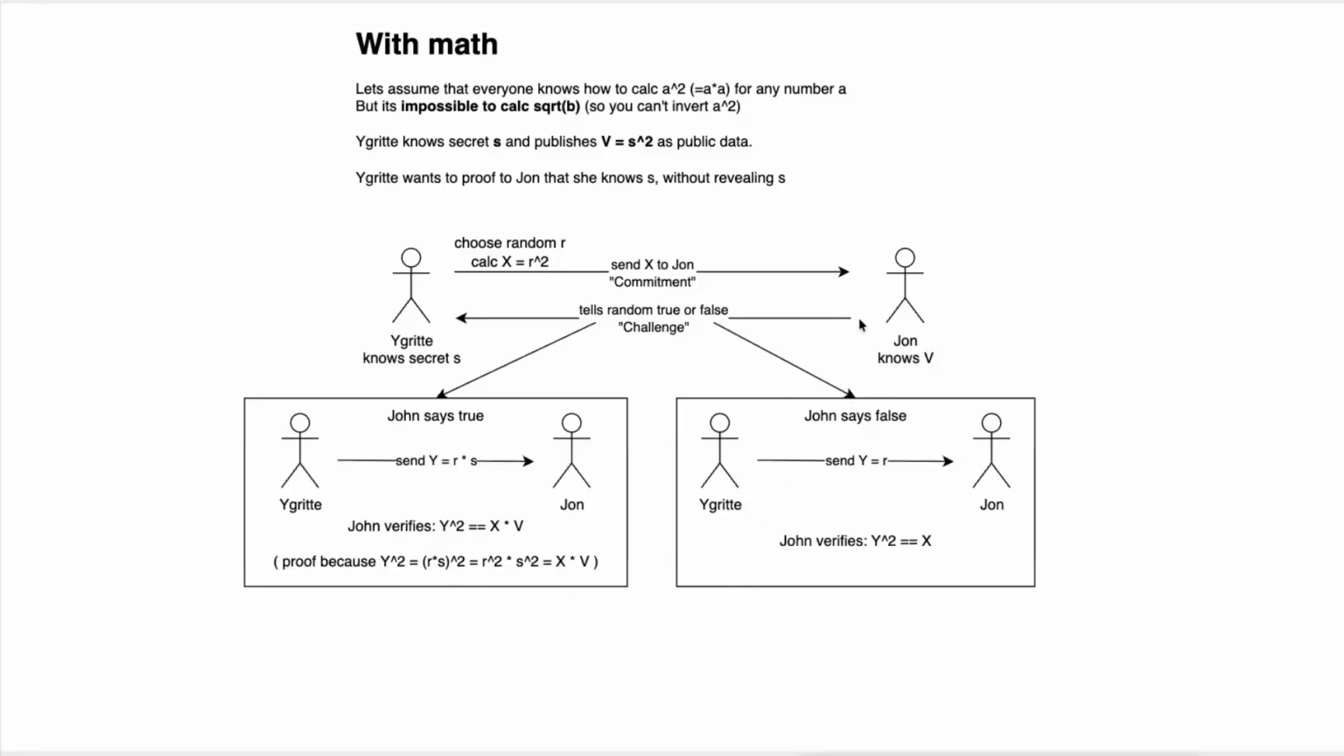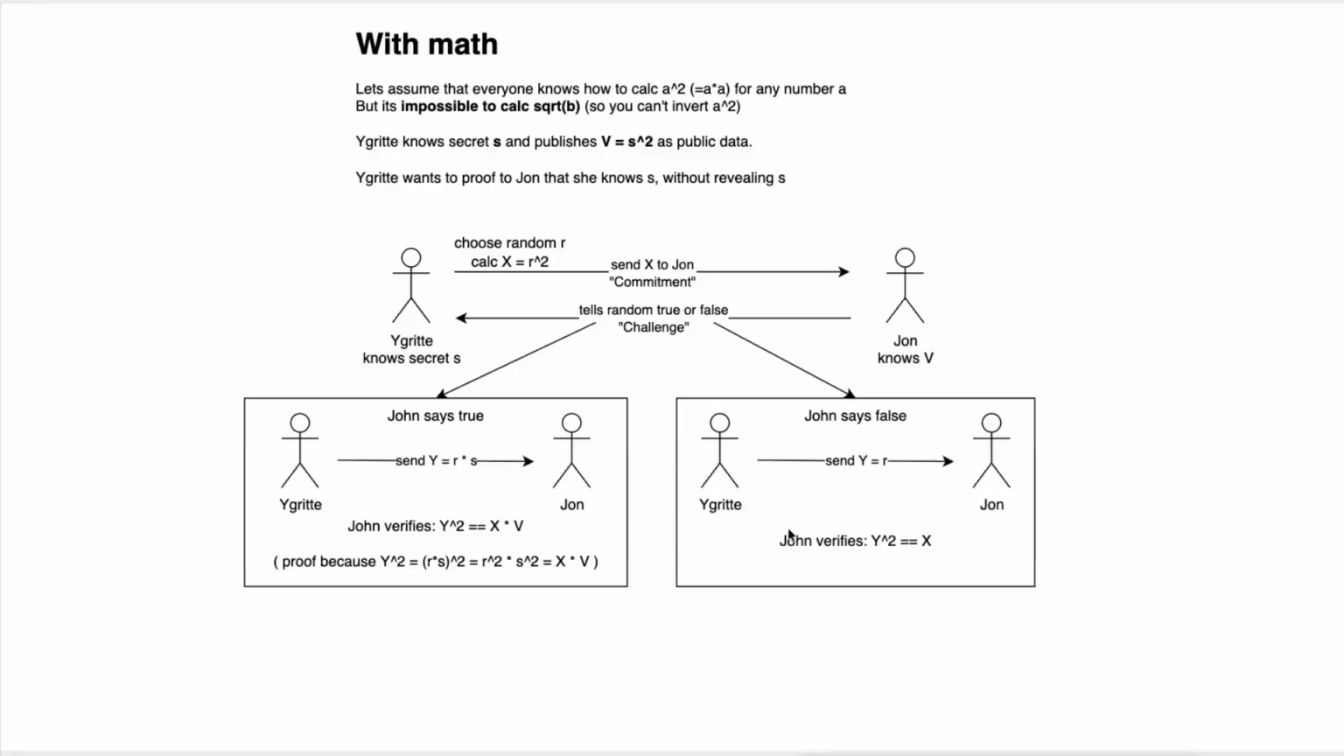If John says false in the challenge, Igwit just reveals her random number. And now John can verify that y squared is x, so that this random number is actually what was used in the commitment.